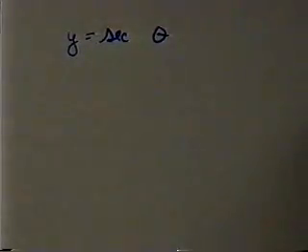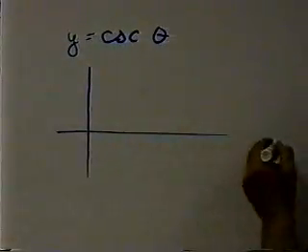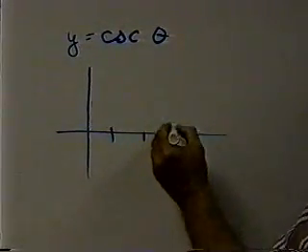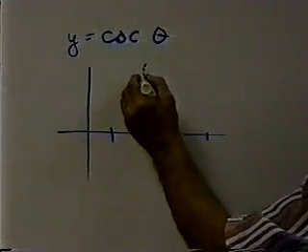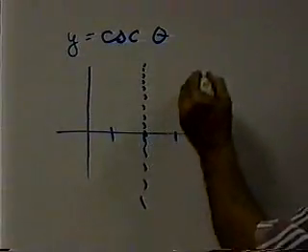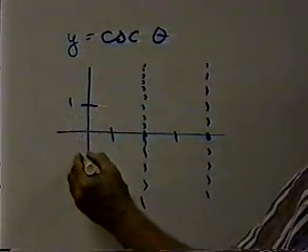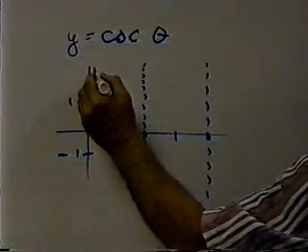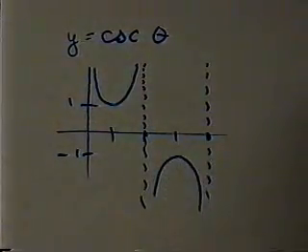Cosecant curve. Step 1, axis. Step 2, 4 equal marks. Step 3, cosecant curve is like cotangent. Second and fourth mark. Again, the 1 comes into play, minus 1. The cosecant is here and here.